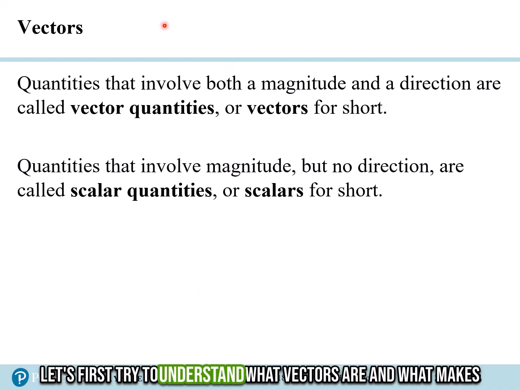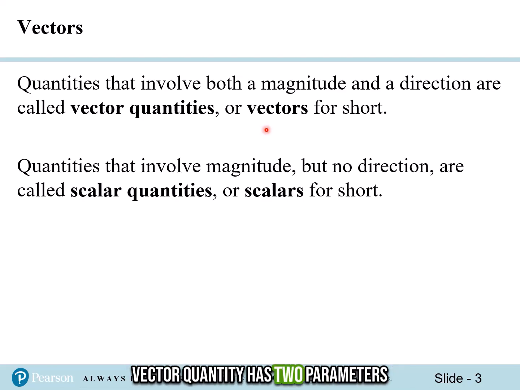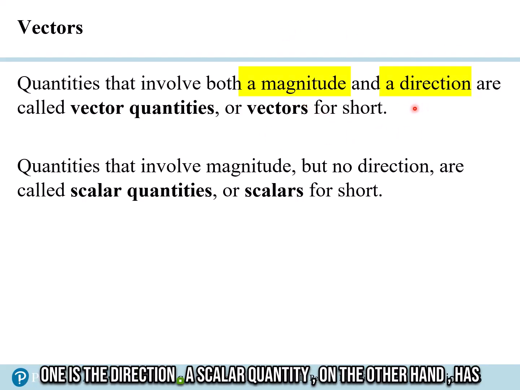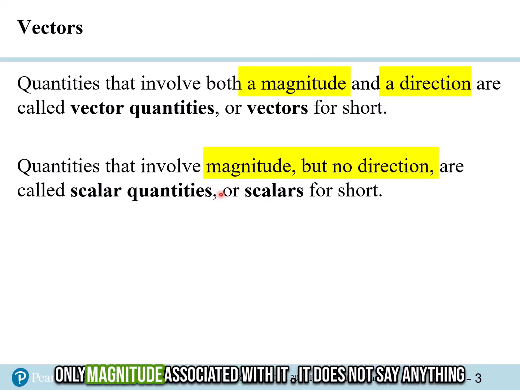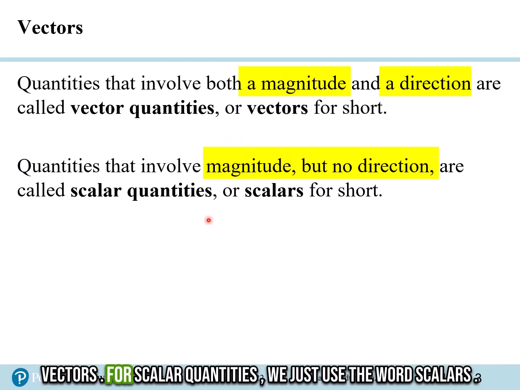Let's first try to understand what vectors are and what makes a quantity a vector quantity versus a scalar quantity. A vector quantity has two parameters associated with it. One of them is the magnitude and the other one is the direction. A scalar quantity, on the other hand, has only magnitude associated with it. It does not say anything about direction. In short, we refer to the vector quantities as vectors. For scalar quantities, we just use the word scalars.